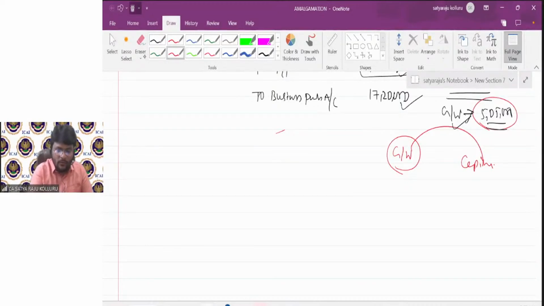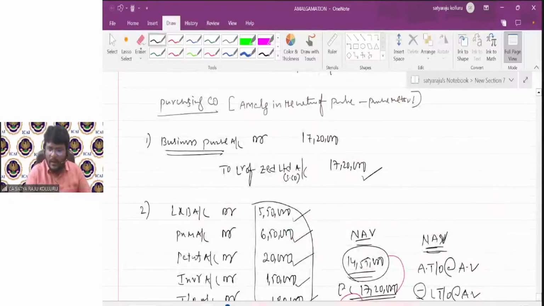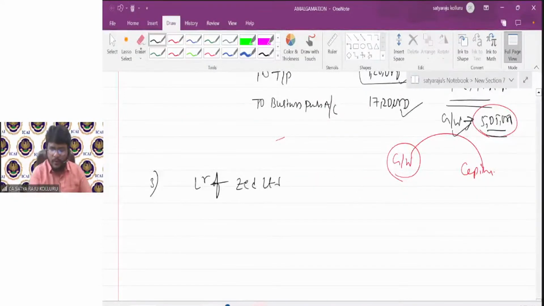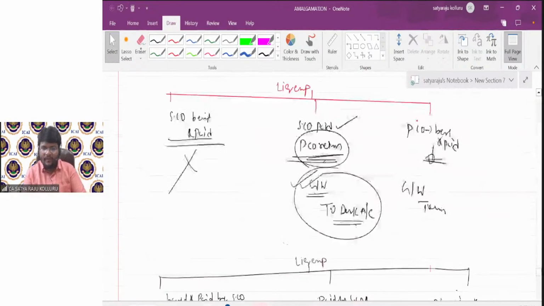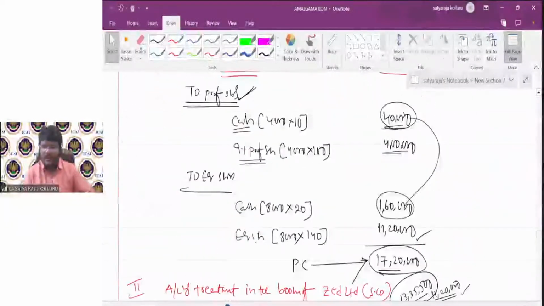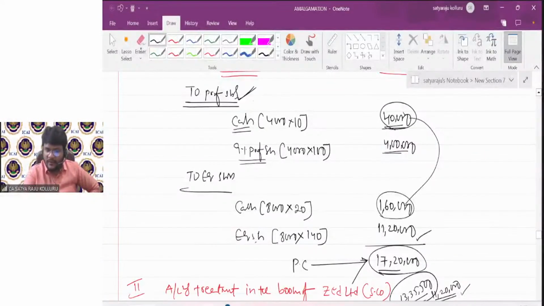Fine. Let me go with the third entry. Sir, what is the third entry, sir? Now you need to make payment to the liquidator of Z Limited. So liquidator of Z Limited account debit. How much do you need to pay? 17,20,000. How are you paying? We have everything in the PC calculation. You can go to the PC calculation. Here it is. Sir, in the form of cash I am paying 40 plus 1,60,000, 2 lakhs in the form of cash.